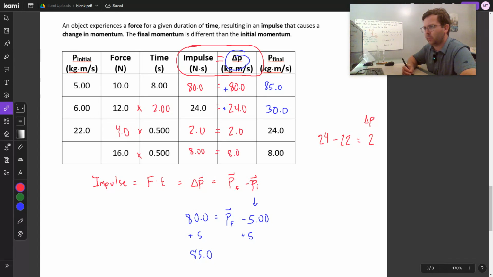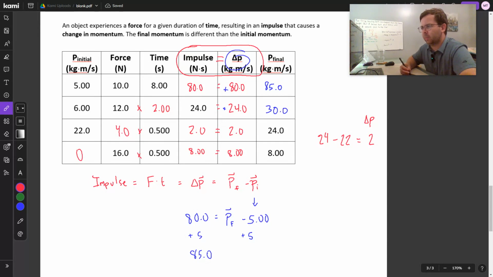Same over here, 8.00. We have a change in momentum of 8. It also says our final momentum is 8. So we have a change in momentum of 8 and a final momentum of 8. That must mean that we started out at an initial momentum of 0 because we added 8 to it and our final momentum is now 8.